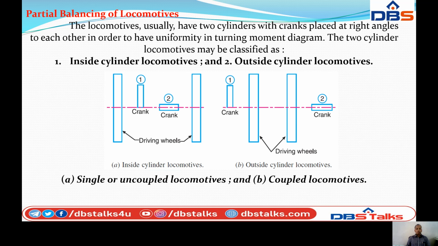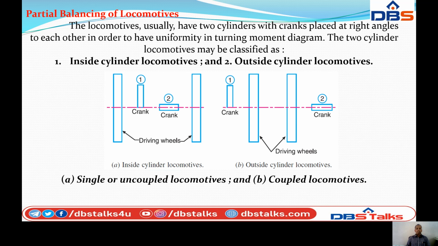No reciprocating masses can be fully balanced. It may be possible theoretically, but in practice there is no full balancing of any reciprocating masses. So in most cases we consider only partial balancing of reciprocating masses. Here, locomotives usually have two cylinders with cranks placed at right angles to each other, in order to have uniformity in the turning moment diagram.